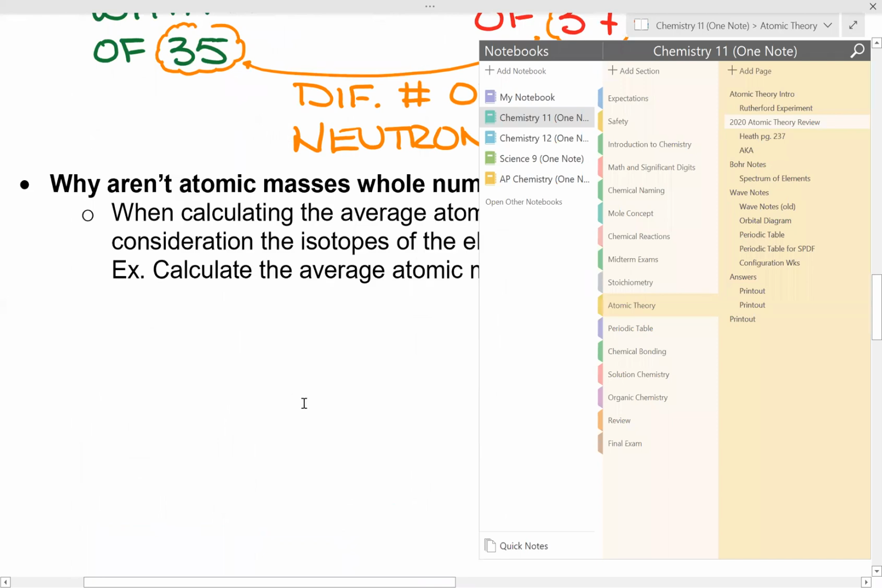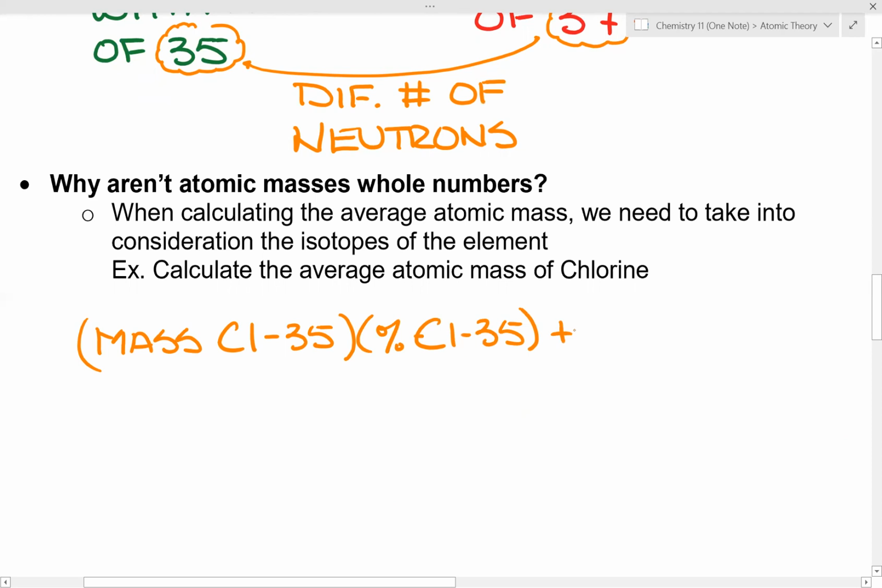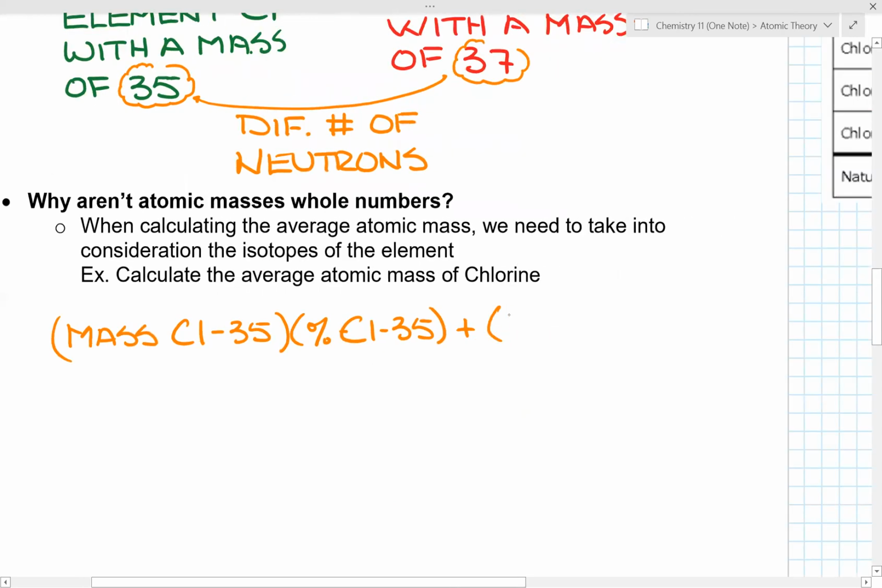So in this case, it says calculate the average atomic mass of chlorine. So what do we do? We take the mass of chlorine-35 times the percent of chlorine-35, plus we take the mass of chlorine-37 times the percent of chlorine-37.